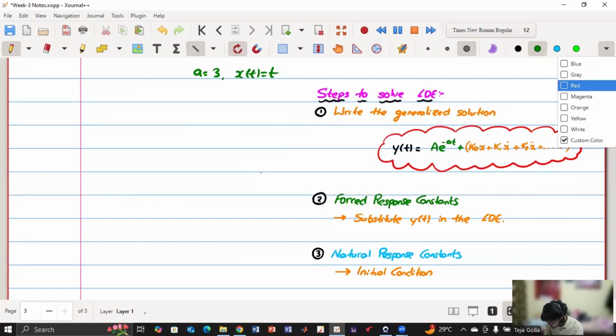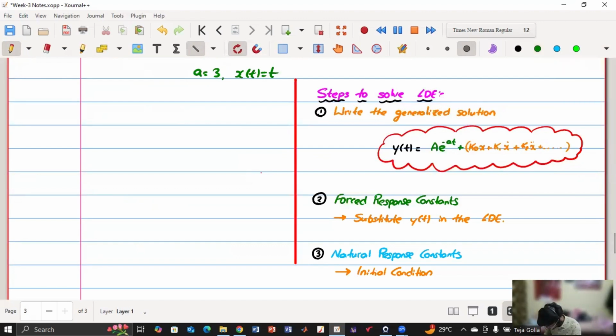So y of t is equal to some A into, just tell me the expression. Give it a try, even if it could be wrong. Capital A into e to the power minus 3t, plus. Now this completes the natural response. Now we are going to the forced response. No, use the expression on the right hand side.